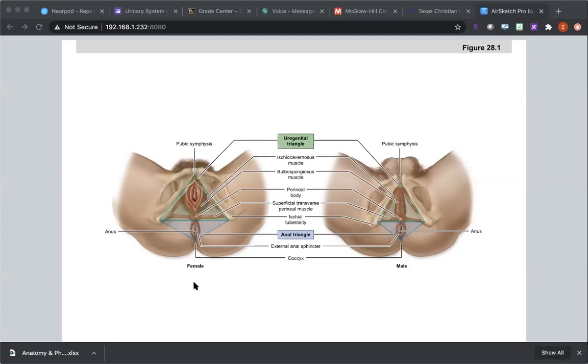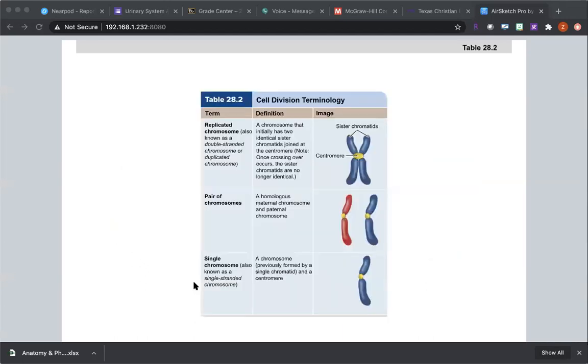So make sure that you are able to label or tell me which one is the urogenital triangle and which one is the anal triangle. That should not be super difficult. So that's just a little bit of intro here. Now we're going to look at a little bit of heredity. We're going to have heredity in chapter 29, so we'll be talking about Punnett squares and how things are inherited later.